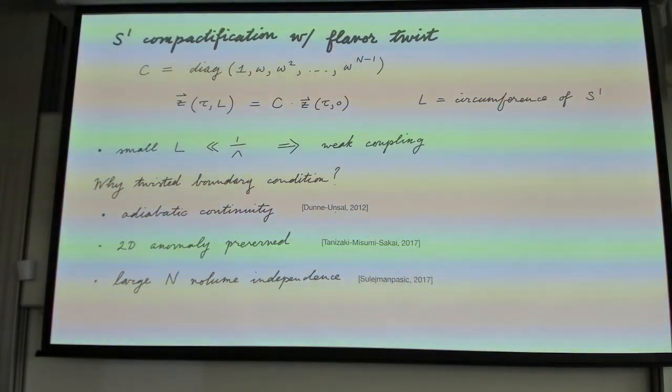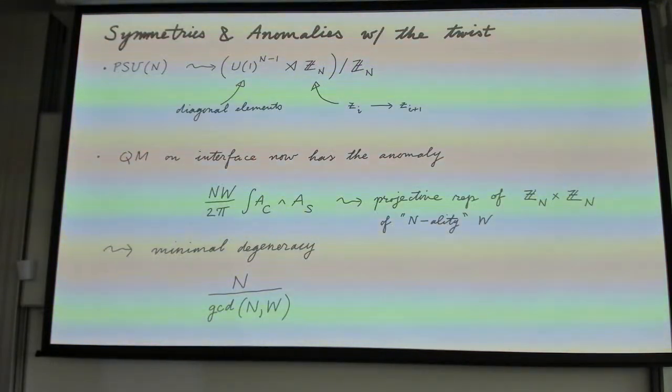And lastly, this boundary condition was shown by Tim to be a necessary and sufficient condition for large N volume independence, which is the idea that the theory is equivalent to the theory on R^2 at arbitrarily small circle. Okay, so now I'm going to come back to this.